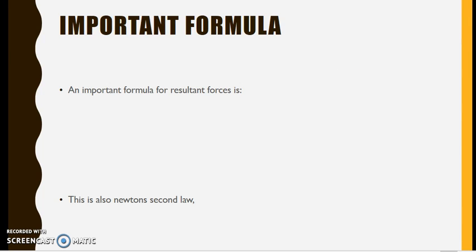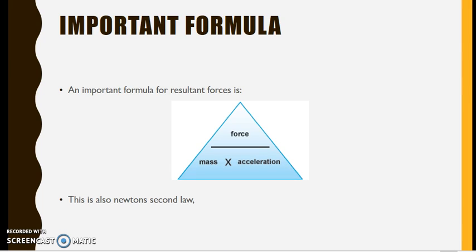Important formula. An important formula of resultant force is force equals mass times acceleration. So it becomes F equals ma, which is also Newton's second law. The net force of an object is equal to its mass times its acceleration. That's Newton's second law. And you just gotta times mass with acceleration and you get the force.